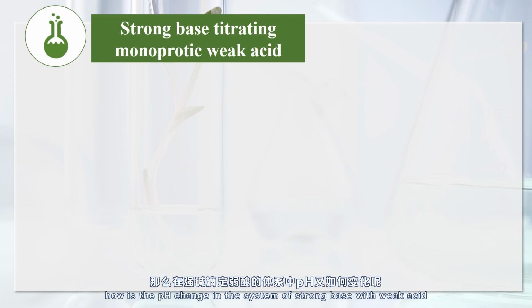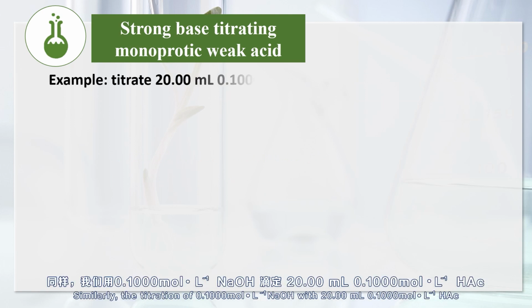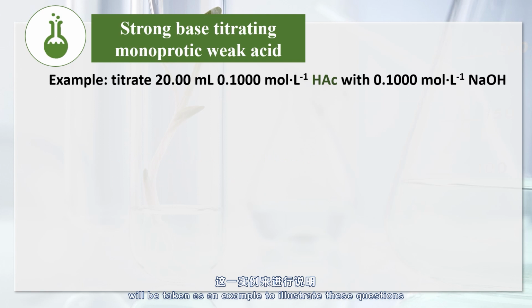Terminating the titration case of strong base with strong acid. How is the pH change in the system of strong base with weak acid? How is the corresponding titration curve? Similarly, the titration of 0.1000 mol per liter sodium hydroxide with 20.00 ml 0.1000 mol per liter acetic acid will be taken as an example to illustrate these questions.